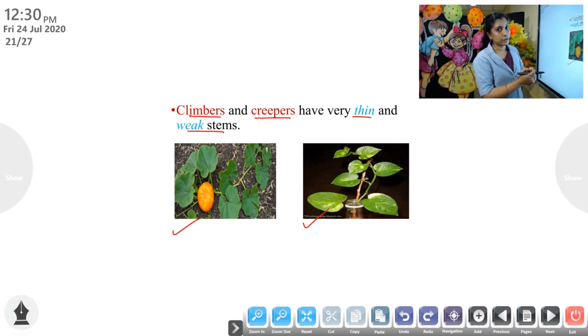Is it clear? What about trees? Trees have hard, woody, thick stems. Shrubs have thick and soft stems. Then herbs have thin and soft stems. And climbers and creepers have very thin and weak stems. Got it?